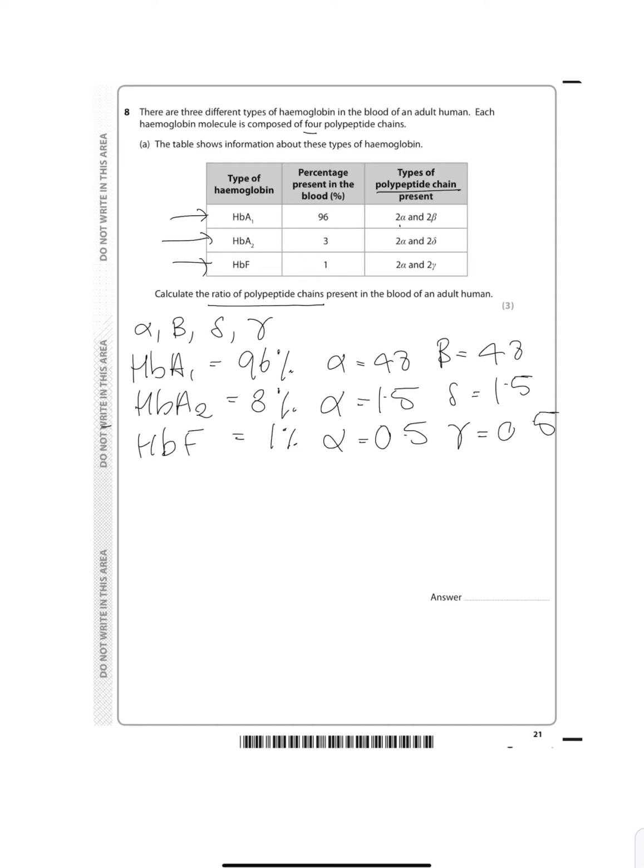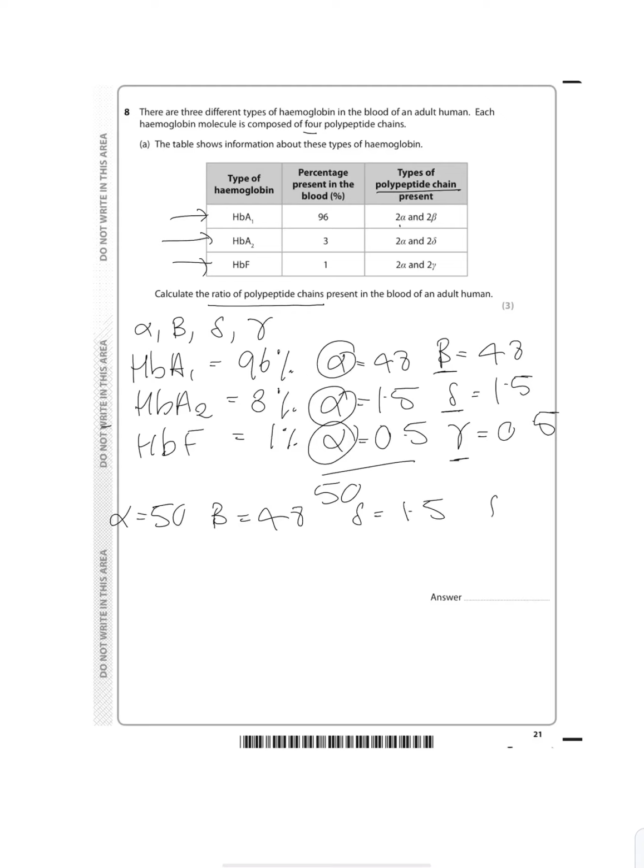So because they want the total of the chains, we've got 4 types of chains. So we've got beta, delta, gamma, alpha, alpha, alpha. So we add all these together to give us 50. So now we've got alpha 50, beta 48, delta 1.5, and gamma 0.5.